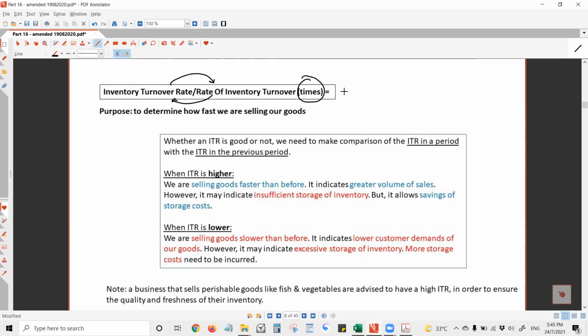So we write down the formula, fraction once again. Then average inventory here. Then here you write cost of sales. Only a fraction. And then the measurement unit for the answer is number of times.